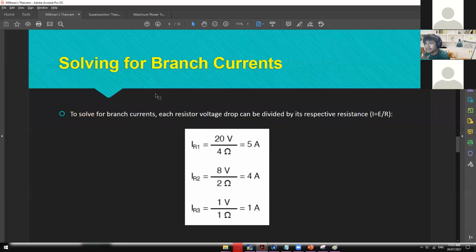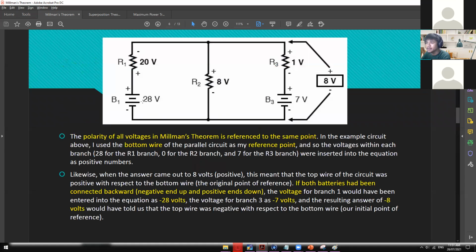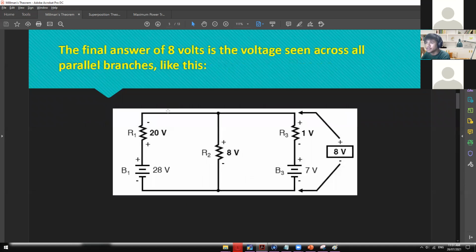Now, what about the current? So in here, to solve for branch currents, each resistor voltage drop can be divided by its respective resistance. So gamit lang kayo ng Ohm's law. Very obvious naman na to. As long as you have the individual voltage drop that is flowing on that specific resistor, then you can now get the specific current that is flowing on that resistance. So IR1 is equal to 20 divided by 4. So 4 came from this R1 right here.